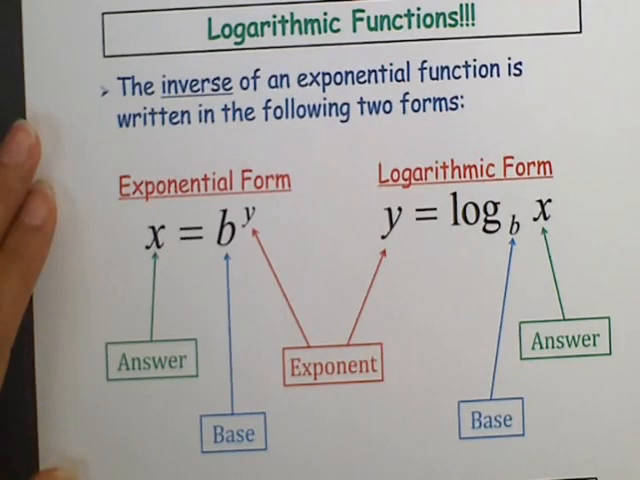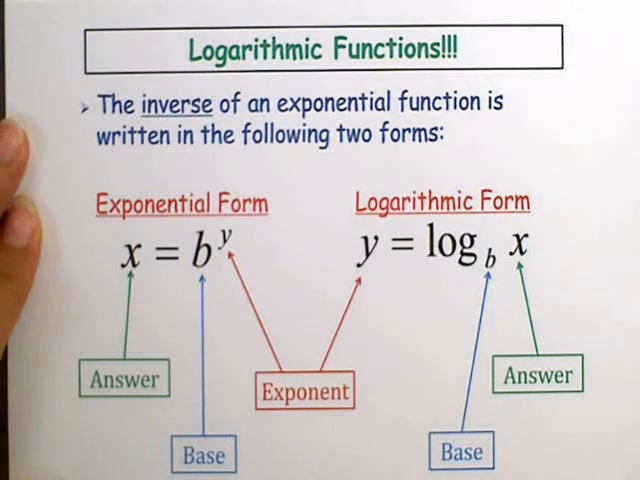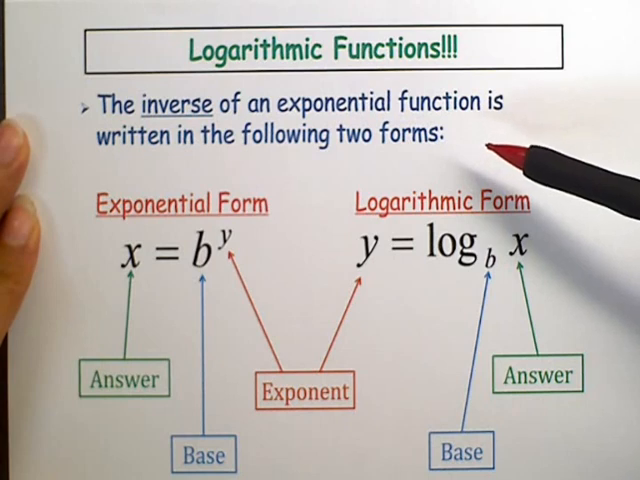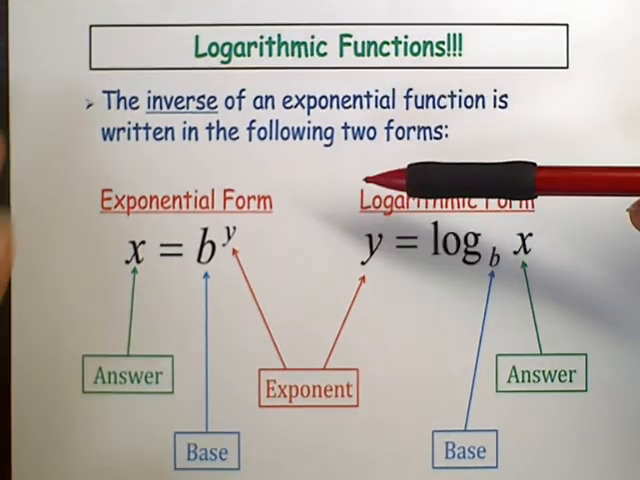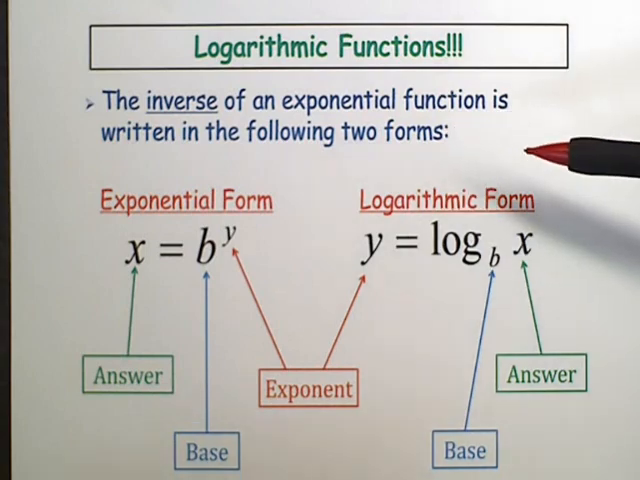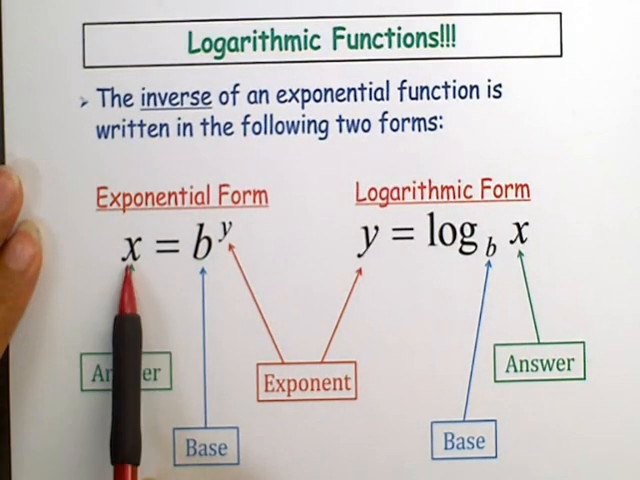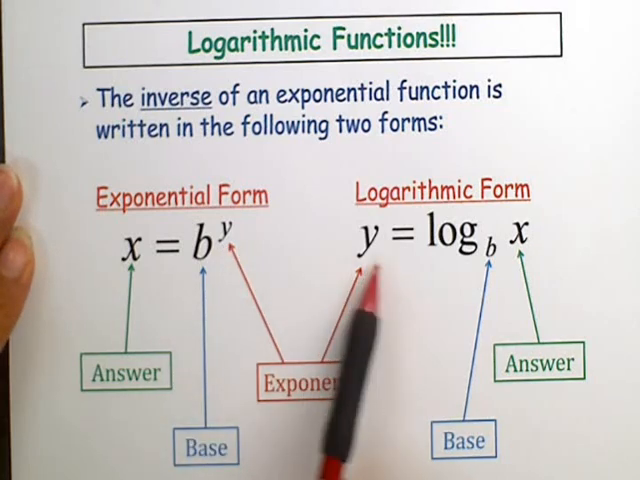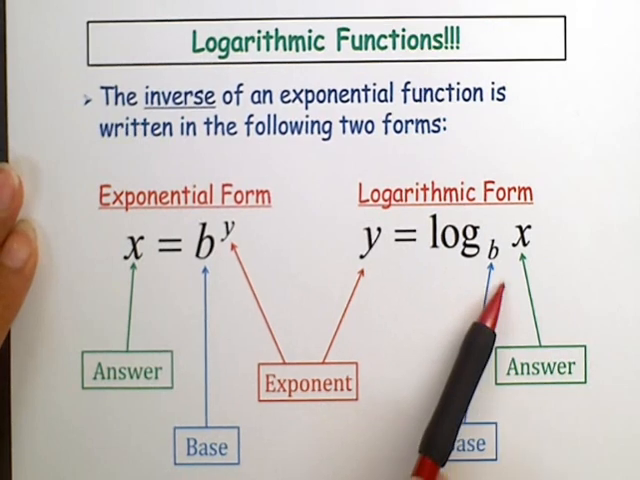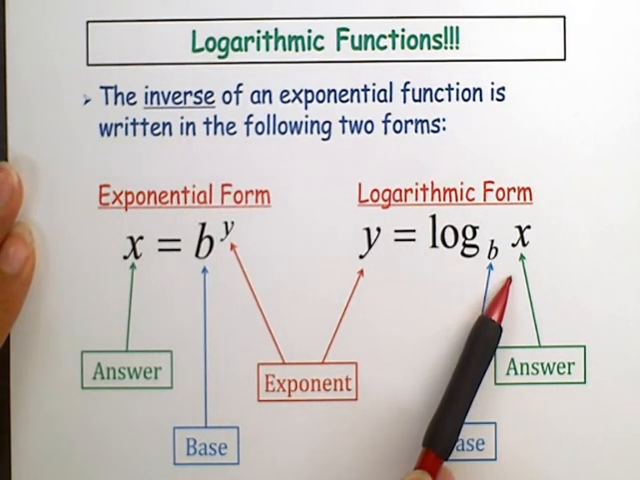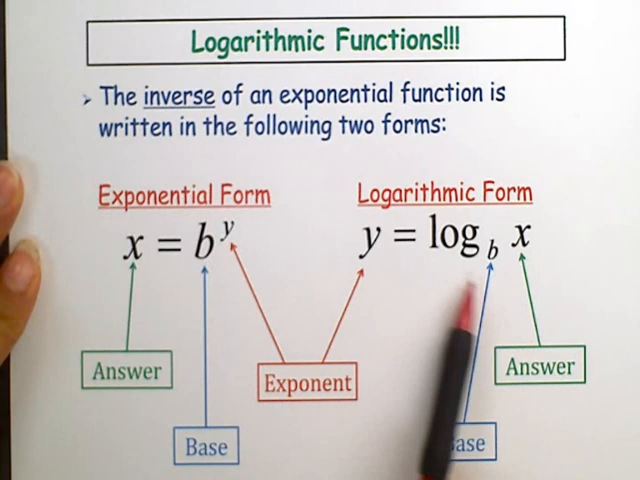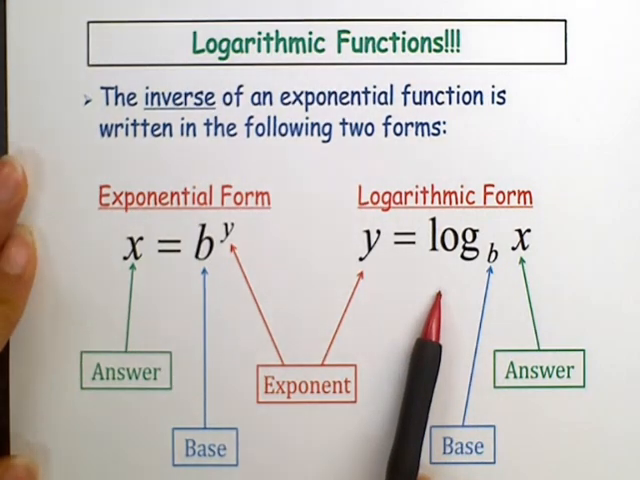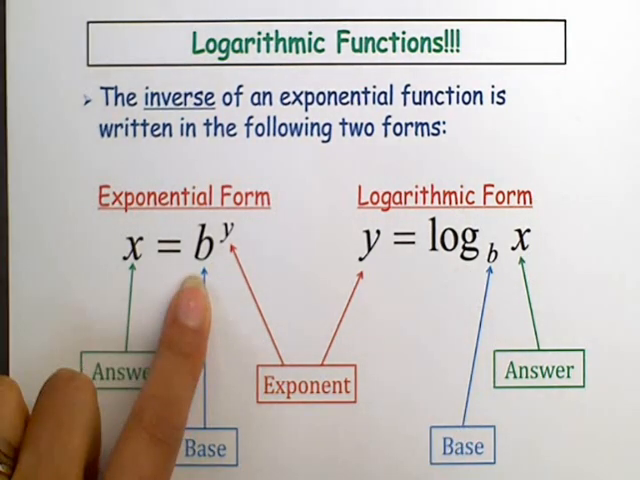And here we are. So logarithmic functions. The inverse of an exponential function is written in the following two forms. So you either have it in exponential form or logarithmic form. In exponential form, you know it as x equals b to the exponent y. But in logarithmic form, you have y equals log base b of x. And so you'll notice that they share the same variables. The only difference is this is in exponential form and this is in logarithmic form.